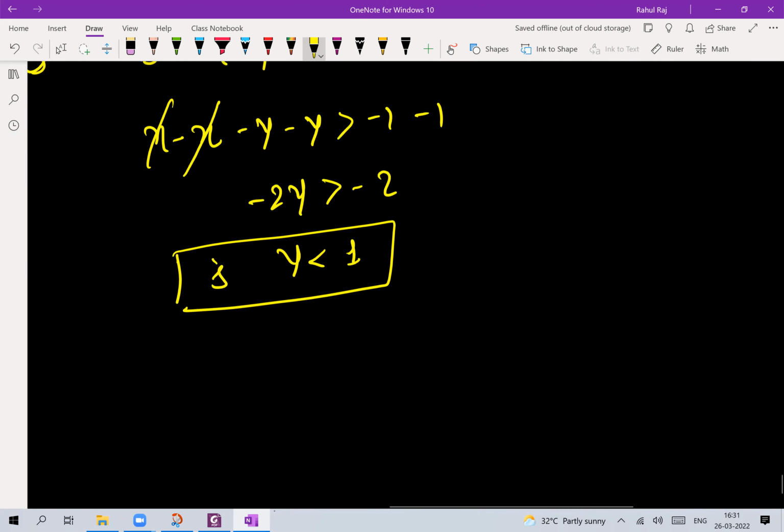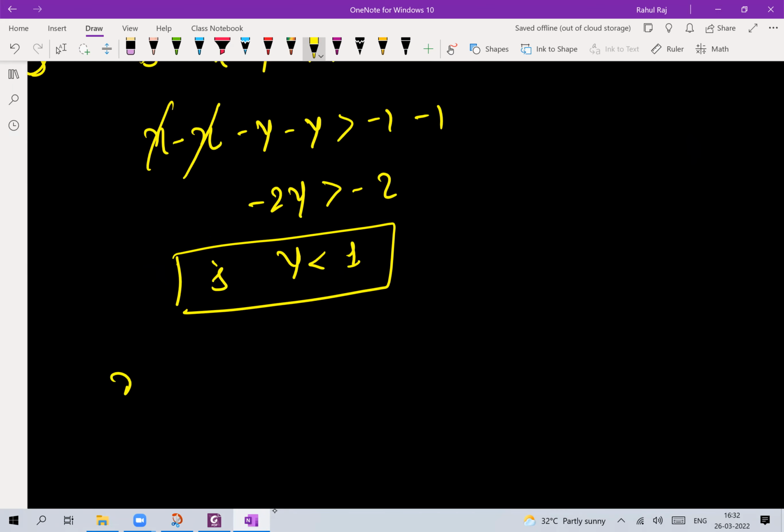Please understand, when you say -x is equal to -2, what do you do? You simply don't cut this and say it is positive. You multiply by negative over here. So it becomes x is equal to 2. In inequality, imagine 3 is greater than 2. If you multiply by negative, what happens? Sign changes. -3 becomes less than -2. So I have divided here by -2. If you divide or multiply by negative, sign changes. My question becomes, is y less than 1?